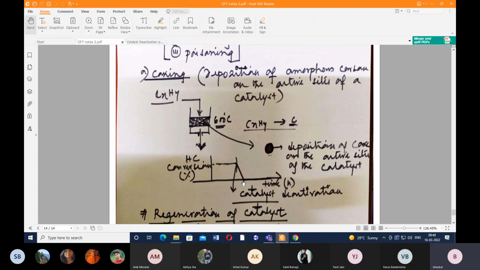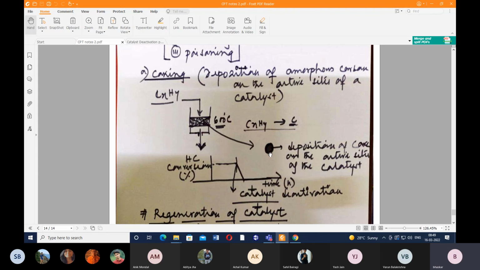Okay, why is it so? If we take out one particle, one pellet from here, this pellet will look like this. This means it has got carbon deposition, and this would be the thickness. With time, the thickness of carbon deposition will increase, and this thickness will act as a diffusion barrier for CXHY. So we have got this carbon layer.